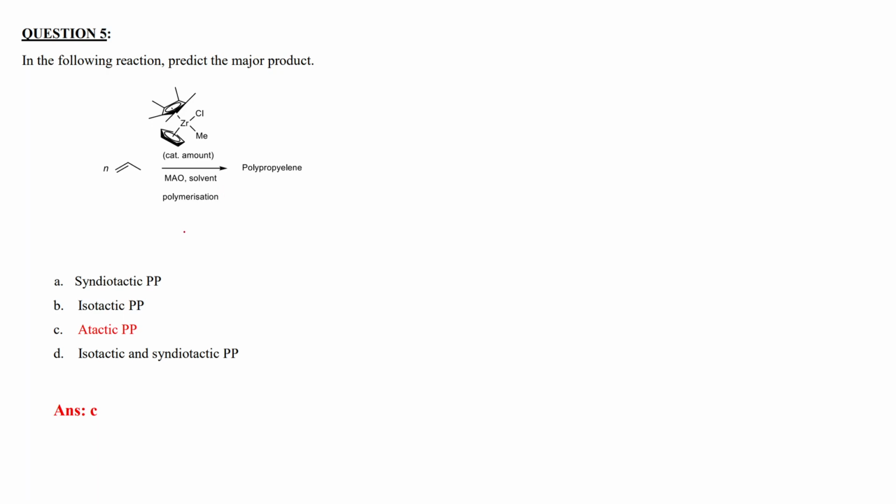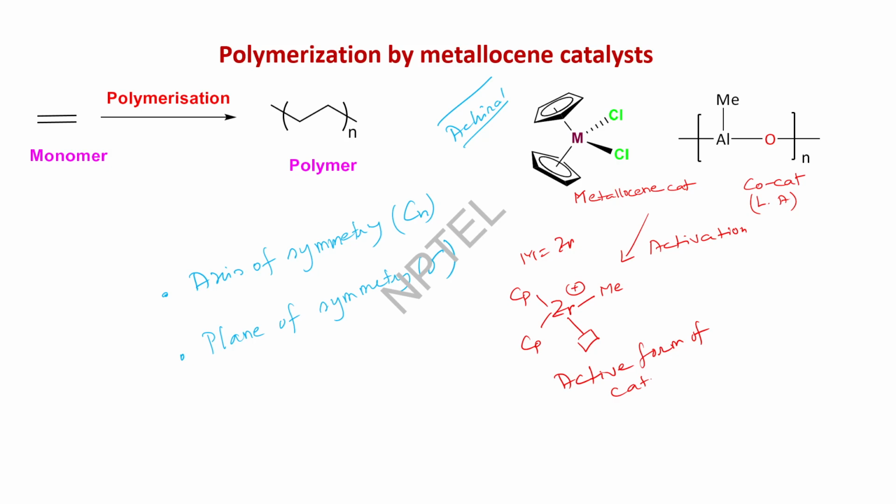For this question, we are asked to predict the major product for this particular reaction condition with a zirconium-based metallocene and monomer with MAO activation. They want to know what kind of product is going to be formed. So let's discuss this a little bit.